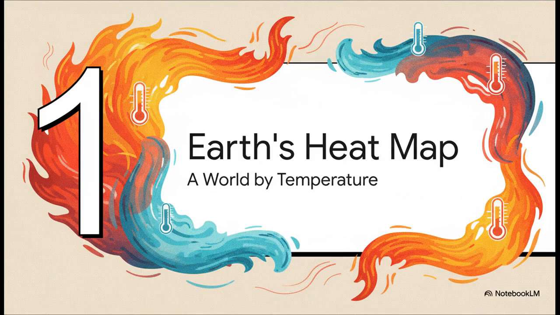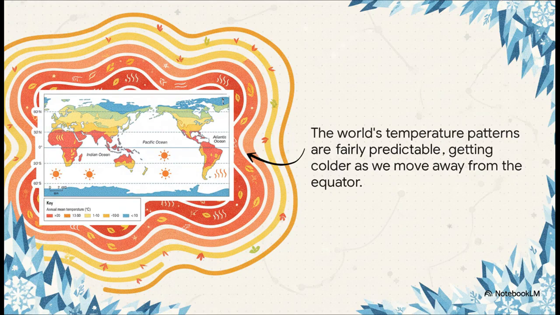All right, first things first, let's start with something we all get: temperature. It's probably the simplest, most predictable climate pattern our planet has, and it's the perfect place to start. I mean, look at that. It's just so simple, right?